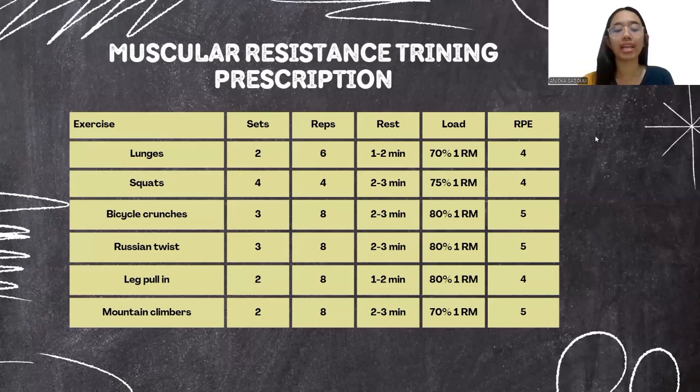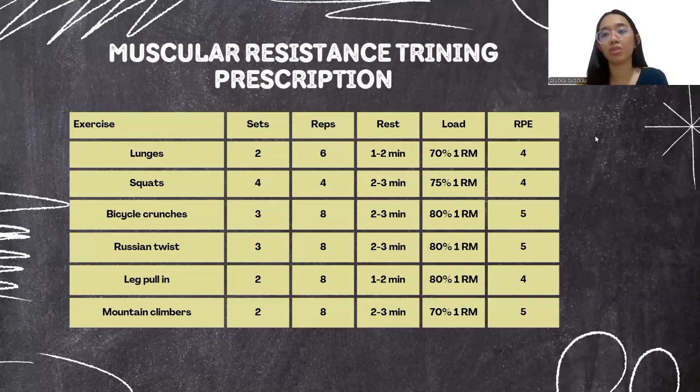Now for the load, lunges will have 70% per 1 repetition maximum. Squats will have at least 75% per 1 RM. Bicycle crunches with 80% per 1 RM. Russian twist with 80% per 1 RM. Leg pull in 80% per 1 RM. And mountain climbers with 70% per 1 RM.